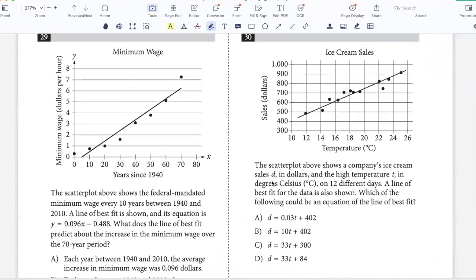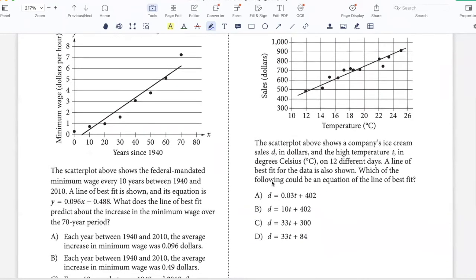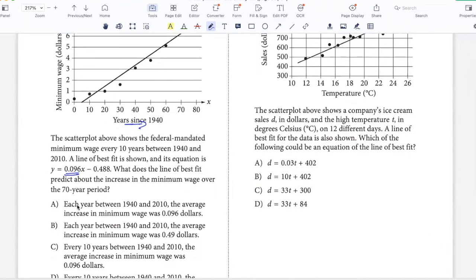Okay, the scatter plot above shows the federal mandated minimum wage every 10 years between 1940 and 2010. A line of best fit is shown and its equation is given. What does the line of best fit predict about the increase in the minimum wage over the 70-year period? Okay, so every year since 1940, the slope is 0.096. So every year between 1940 and 2010, the average increase in the minimum wage was $0.096. Yeah, so option A is correct.